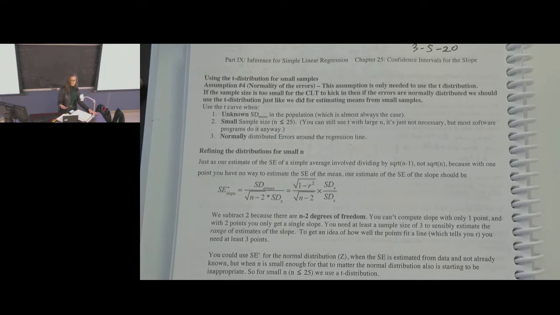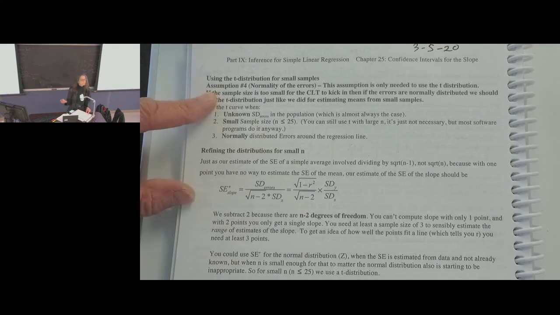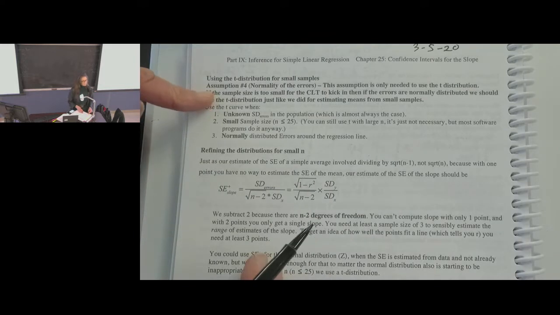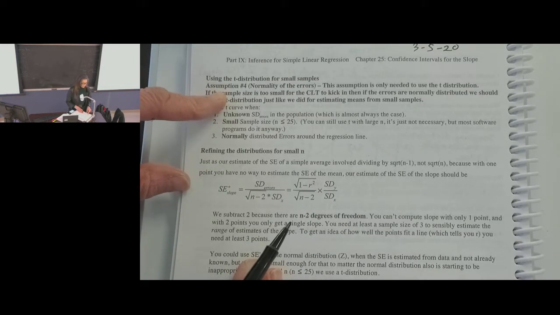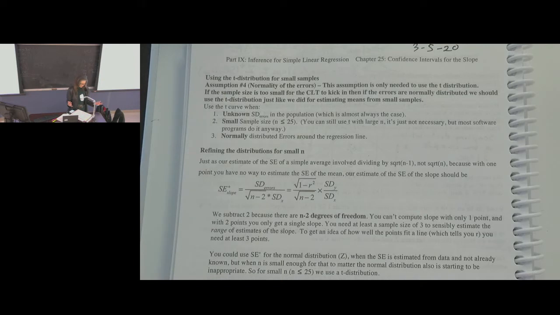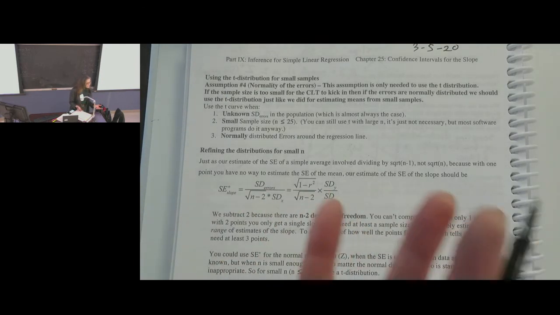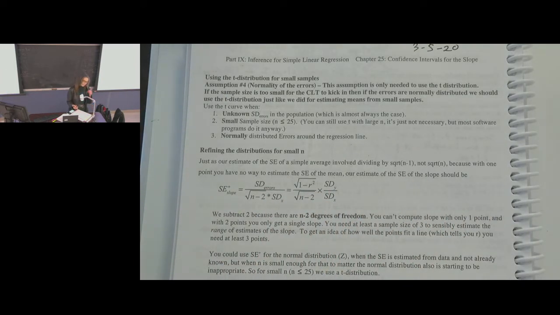Now, what if we don't have a big enough sample size? If we don't have a big enough sample size, then we're going to be using the t distribution, and it's going to be very similar to what we did when we used the t distribution for means, but now we're going to be using it for slopes. Remember we had the 4 assumptions to be able to do inference for regression, and the first one was, well, we're going to get a regression line, so our scatter plot should look linear. That was linearity.